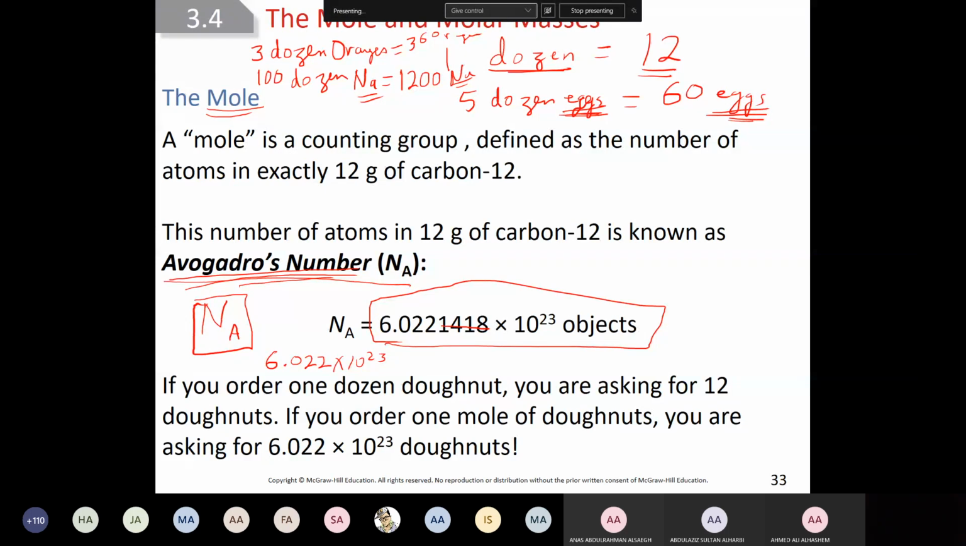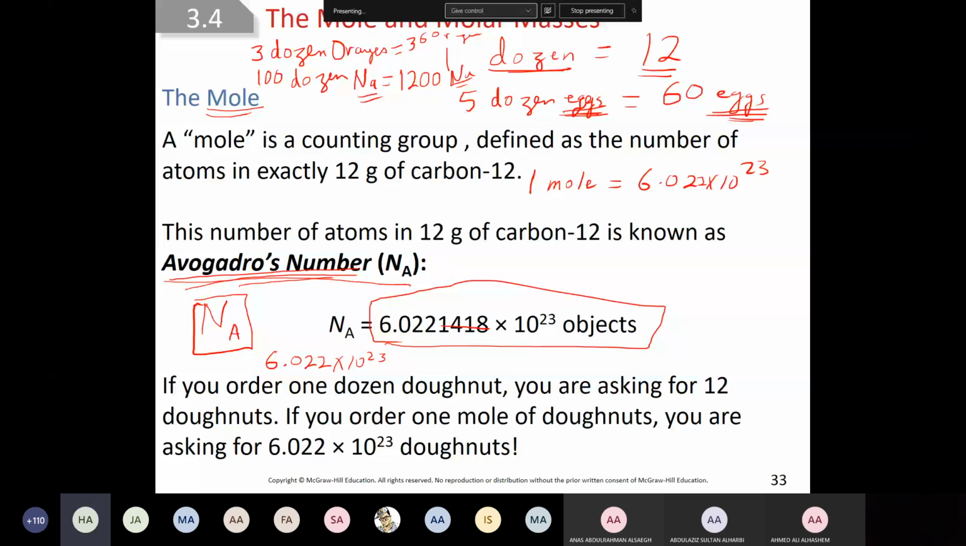Whatever I said about a dozen, I will say about a mole. Whenever I say 1 mole, you should understand that this is a number. What's this number? It's 6.02 times 10 to the power 23. And what's the unit? No unit. If I say 1 mole, you should say it's 6.022 times 10 to the power 23 without unit. Is this clear?